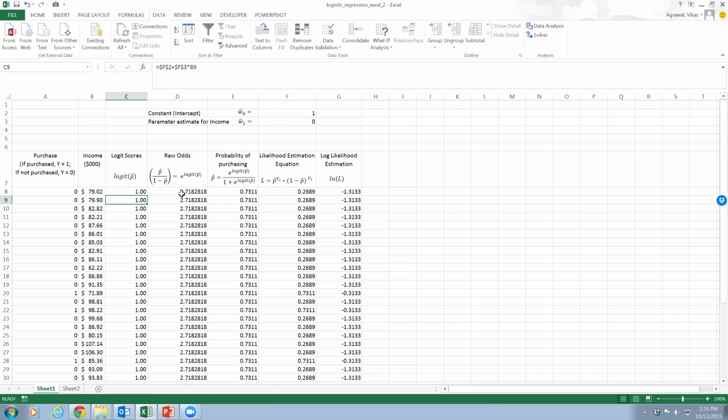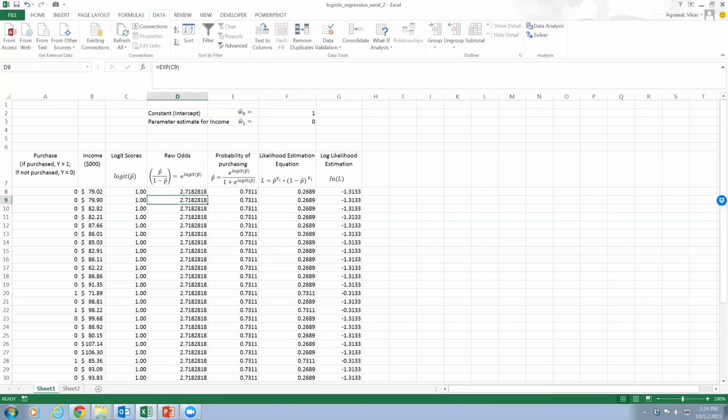Okay. And once you find the Logit score, here we're going to take the exponent of that value, right? So that's going to give me the exponent of that, which is basically this part here. That's called raw odds. So this is the odds of buying your product given the age.